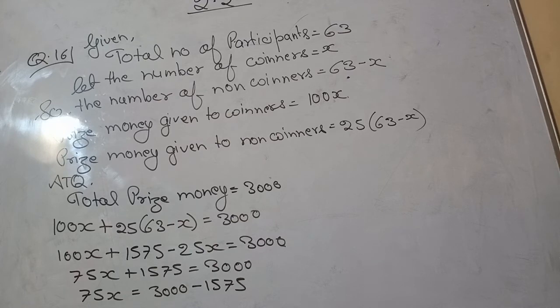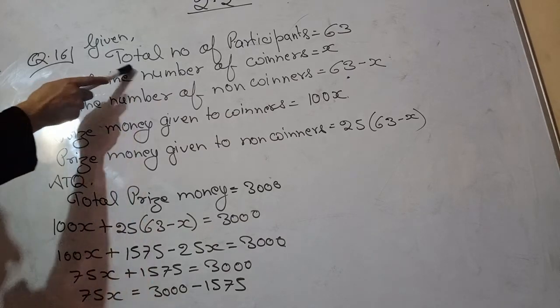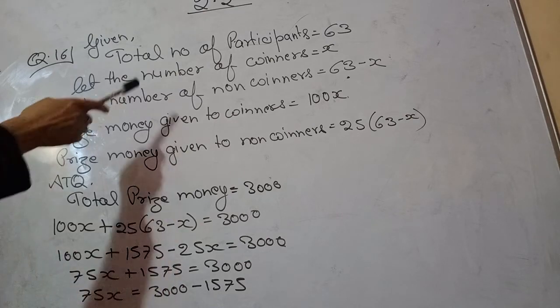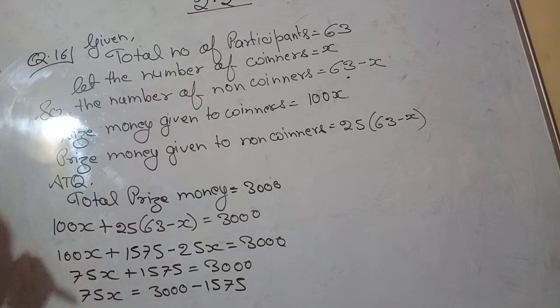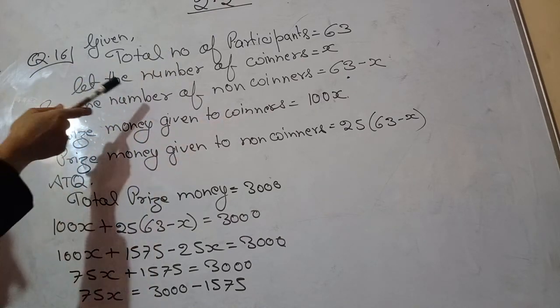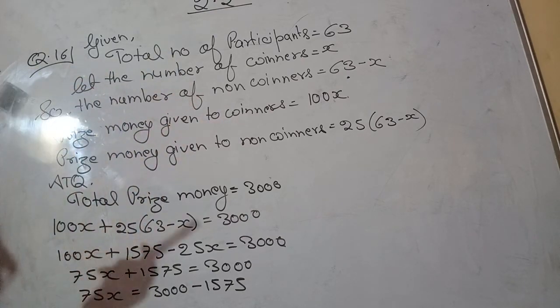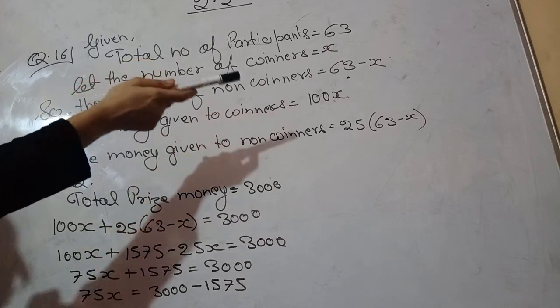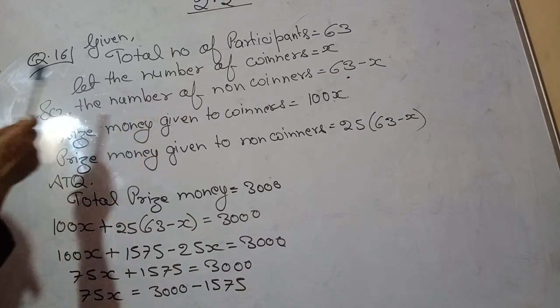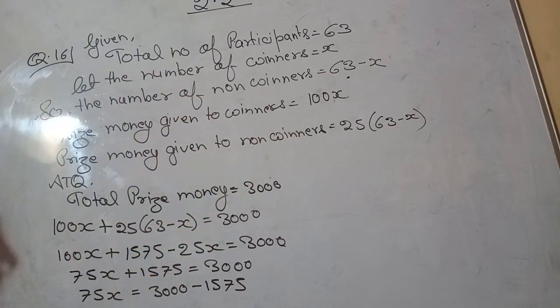So here what is given in the question? Total number of participants is 63. What we have to find out is the number of winners. We don't know the total number of winners, so let us take the number of winners to be x because this quantity is unknown. If out of total participants, which is 63, x are winners, then how many non-winners are there? When we subtract the number of winners from total participants, we get the number of non-winners. So 63 minus x is the number of non-winners.